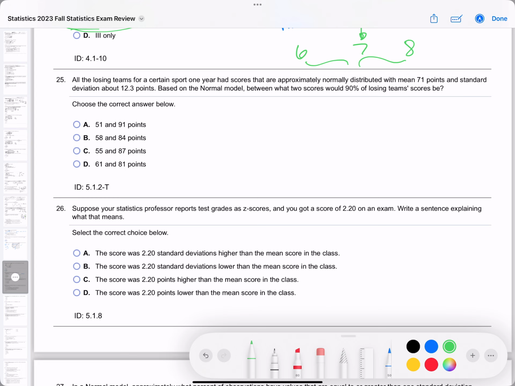Okay, so for 25, based on the normal model, what two scores between 90% would be losing teams? Okay, so for this one, remember here, I have a sport. It says the mean is 71 and the standard deviation is 12.3.